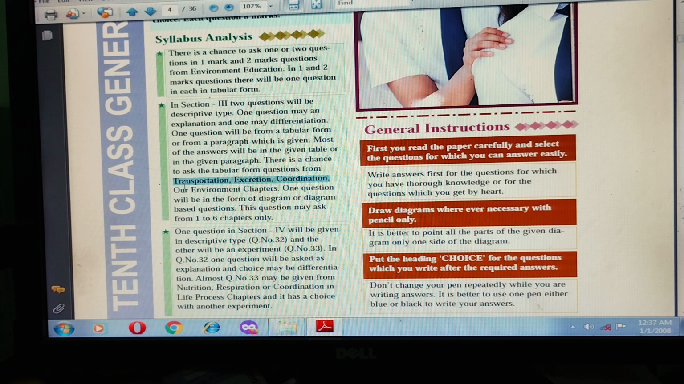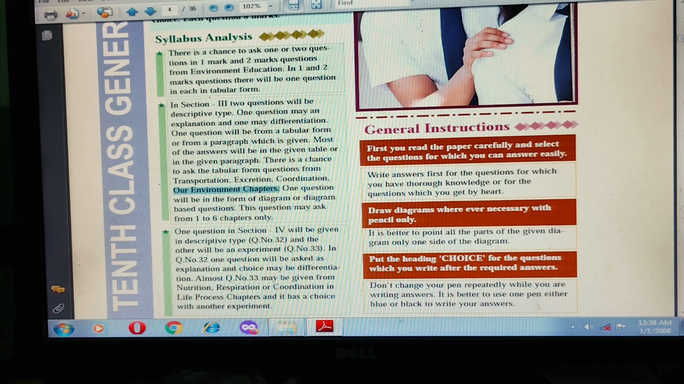So students must practice and revise the tables present in chapter number 3, that is transportation, chapter number 4, excretion, and coordination, chapter number 5. Tabular form questions, maximum 99%, they will give from transportation, chapters 3, 4 and 5. Next, our environment concepts, that is chapter number 9 and 10.